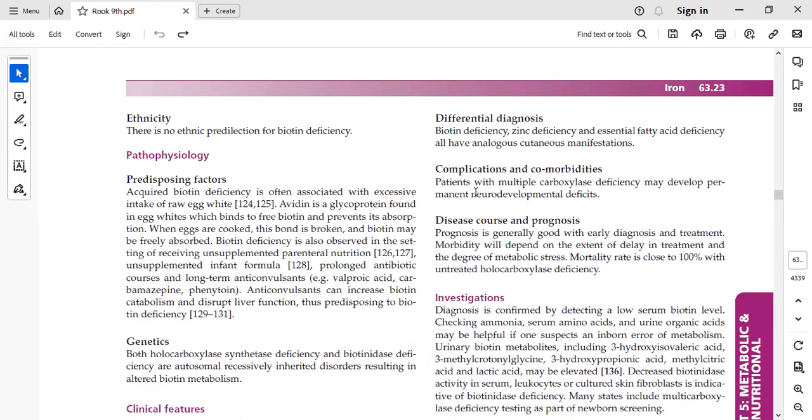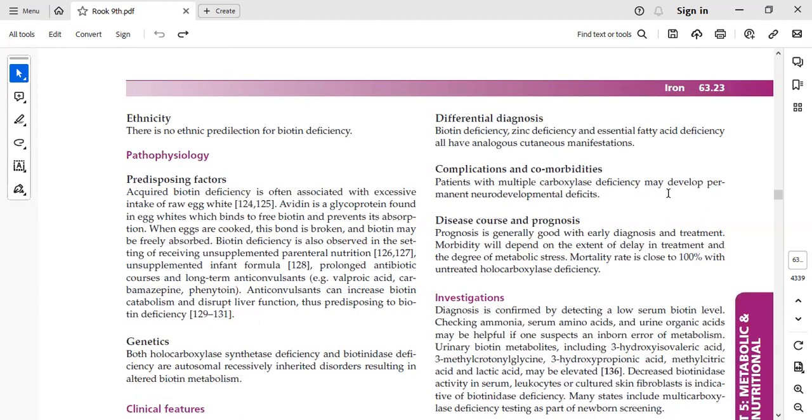Your top differentials in a patient presenting with these findings are biotin deficiency, zinc deficiency, and essential fatty acid deficiency, which is omega 3 and omega 6 fatty acids. For example, linoleic acid and arachidonic acid are essential fatty acids. In deficiency of those essential fatty acids, the presentation is going to be similar, just like this.